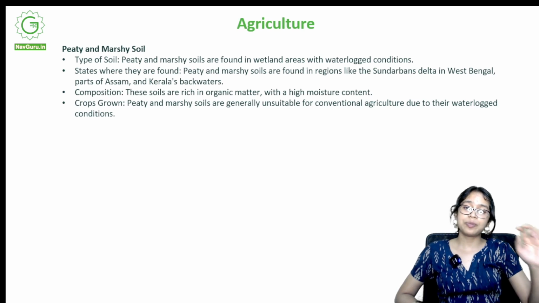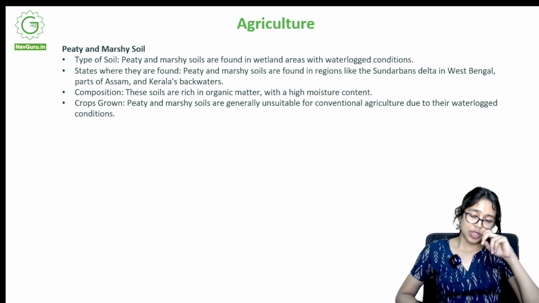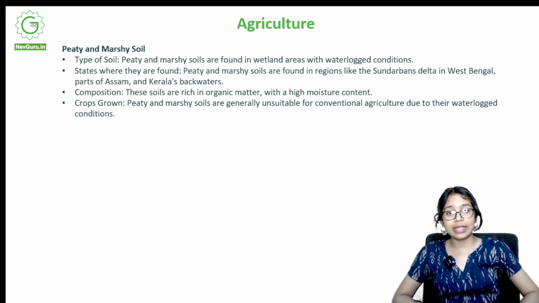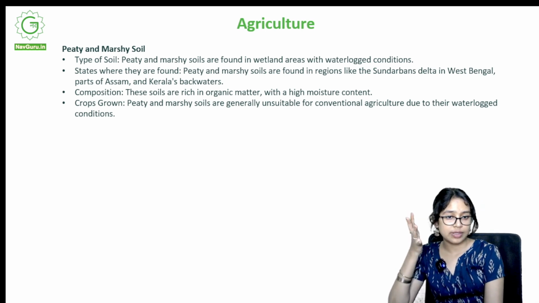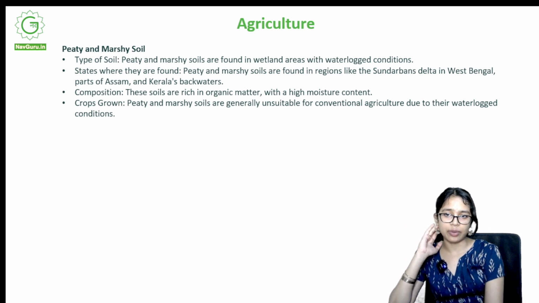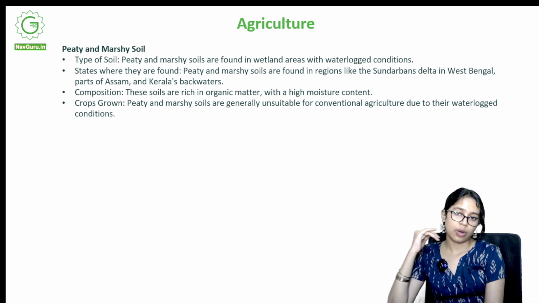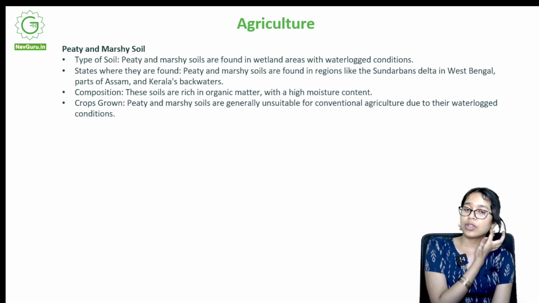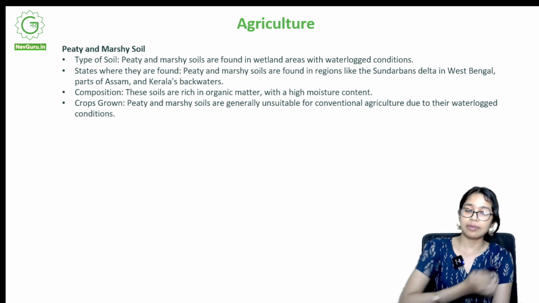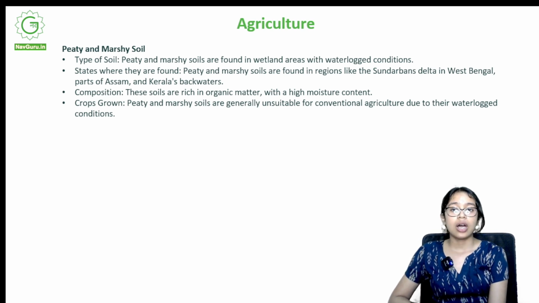With this, we come to peaty and marshy soil. Type of soil. Peaty and marshy soils are found in wetland areas with waterlogged conditions. Wetlands in India are in Sundarbans, so that is where they are usually found, or Kerala backwaters. States where they are found: peaty and marshy soils are found in regions like the Sundarban Delta in West Bengal, parts of Assam and Kerala's backwaters. The composition is, these soils are rich in organic matter with high moisture content. Peaty and marshy soils are generally unsuitable for conventional agriculture due to their waterlogged conditions.